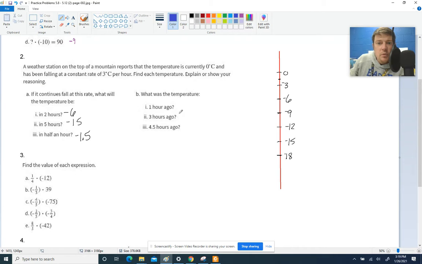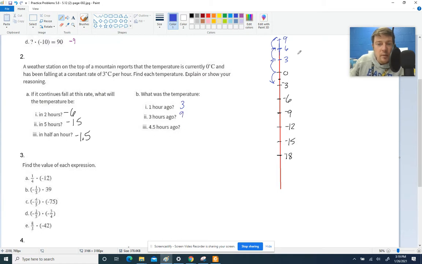Now, this is where we have to go in the other direction of the number line. What was the temperature an hour ago? So if this is 1 hour ahead, an hour back would still be skip counting by 3, but in the opposite direction. So we got 3, we got 6. We have to keep going, right? And I didn't actually draw enough to answer all of these questions. An hour ago would be 3 degrees. 3 hours ago would be 3 times 3. We'd have to do another jump and then another jump, which would leave us at 9.